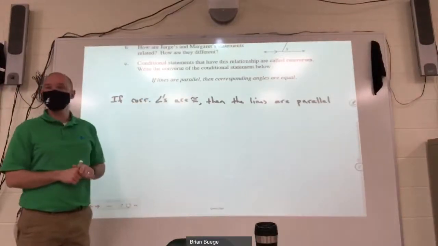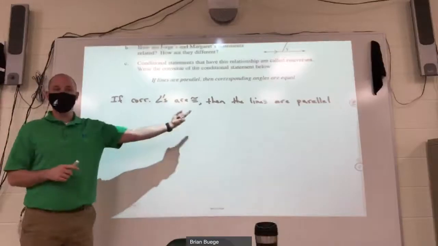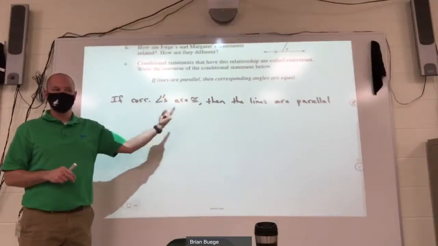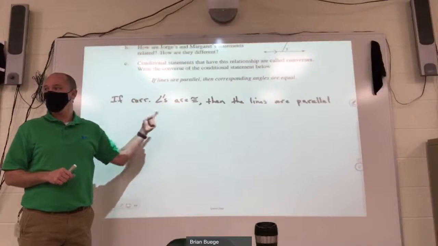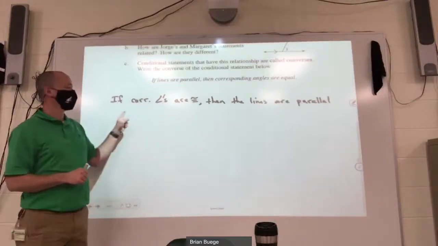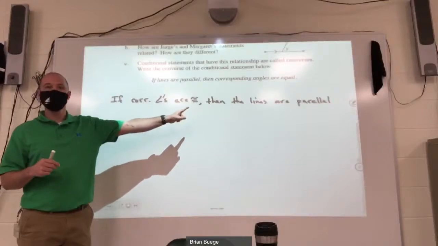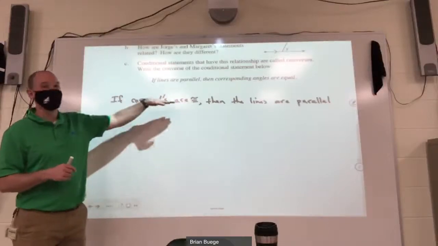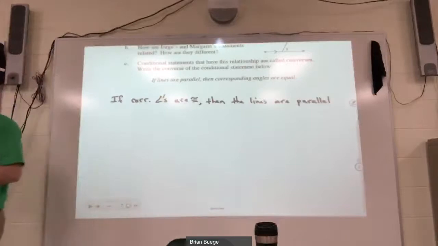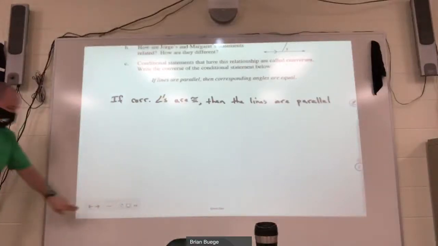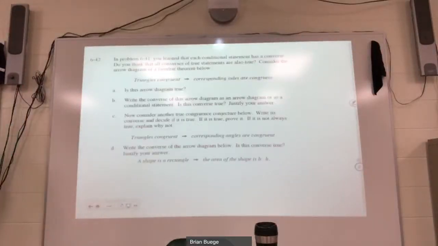And the second question I have for you is, is this also a true statement? What do you think? If corresponding angles are equal, when you look at a picture, does that mean the lines are parallel? Yeah. So it turns out that it is a true statement. Okay, here's where we're leading into. Here's where we're going to use it going forward.